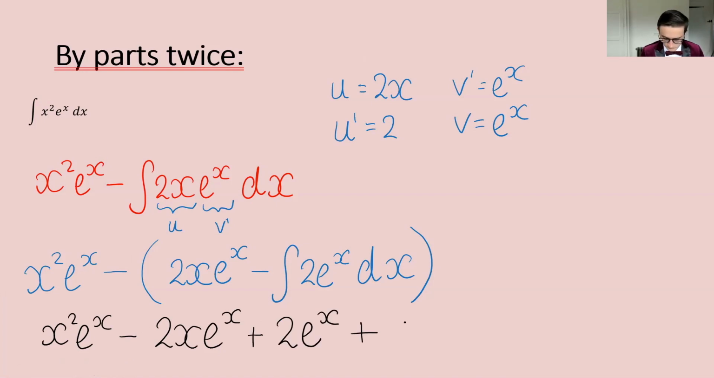That's a minus times a minus, it's a plus. And there we go. So that's using by parts twice. We need to be careful there because it took two rounds of by parts for this bit to go to something that didn't involve x anymore, that we could just integrate straight off.